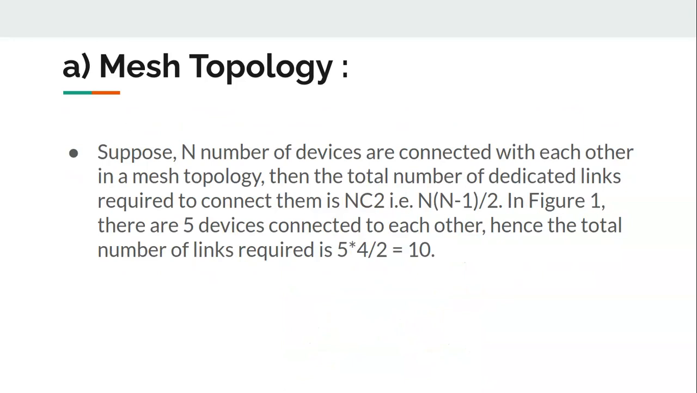So we say suppose n number of devices are connected with each other in a mesh topology, then the total number of dedicated links required to connect them is nC2. That is n, open bracket, n minus 1, close bracket, divided by 2. All right, we say in figure 1 there are 5 devices connected to each other, hence the total number of links required is 5 times 4 divided by 2 equal to 10.